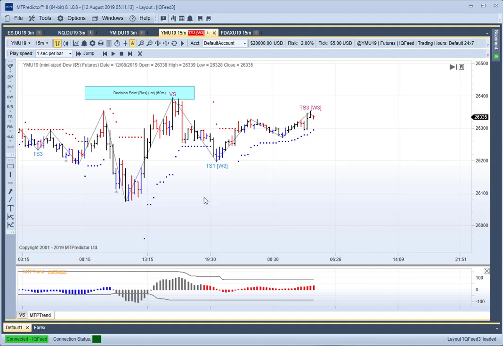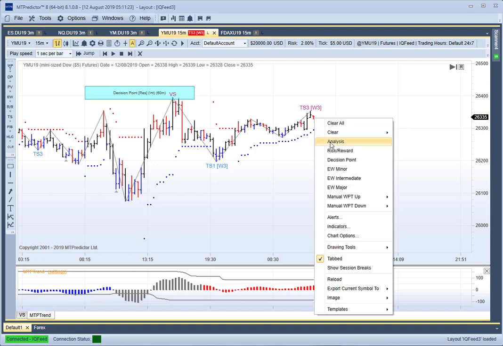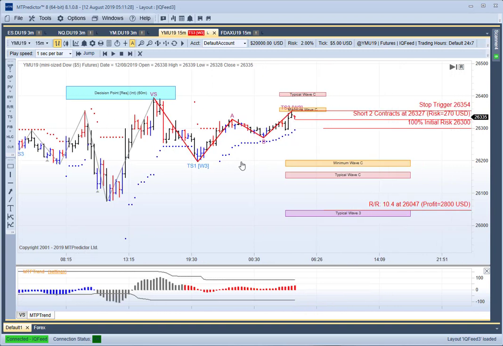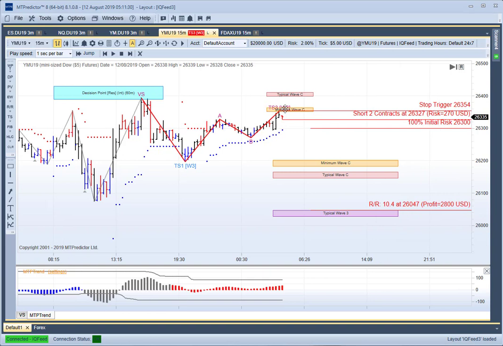We're not looking for anything that is a bit confusing or you're unsure about what's going on. We want to have pictures or trade setups where the picture is clear. So if we do a right mouse click here and do analysis, you can see this is our potential trade setup. And this is our favorite trade setup, which is a W3 trade setup or Wave 3 trade setup.